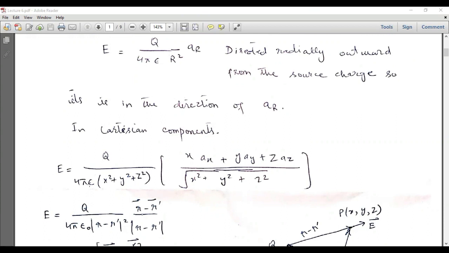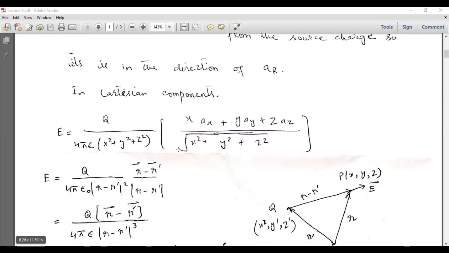So E is equal to Q over 4 pi epsilon R square aR. R square is equal to x square plus y square plus z square. And aR is equal to R vector divided by R magnitude. And R vector is equal to x ax plus y ay plus z az. And R magnitude is equal to the square root of x square plus y square plus z square. So this expression will have all the three Cartesian components. So if the source charge is placed at the origin, then we will use this expression.